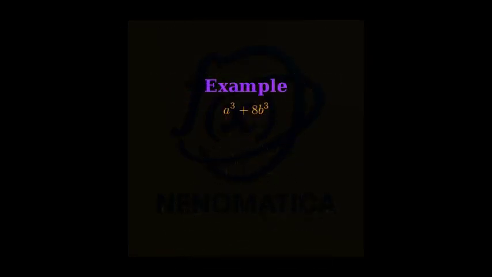a cubed plus 8b cubed. We can identify that this is the sum of two cubes, where the first term is a cubed and the second term is 8b cubed. So the second term can be rewritten as 8b cubed equals (2b) to the power of 3.